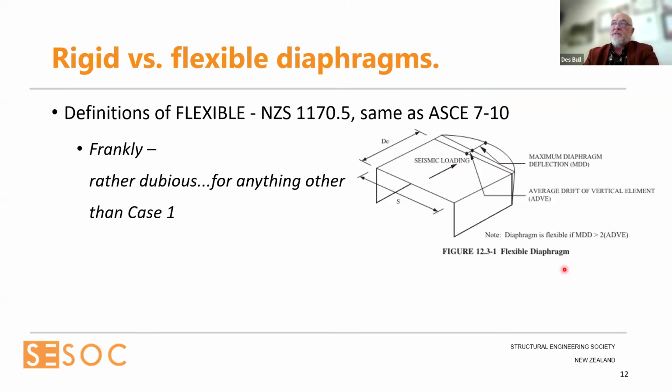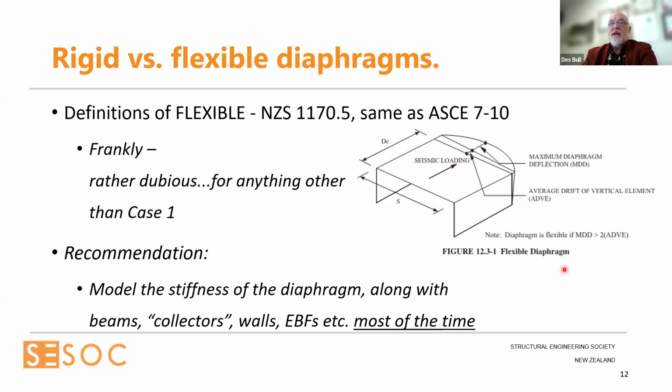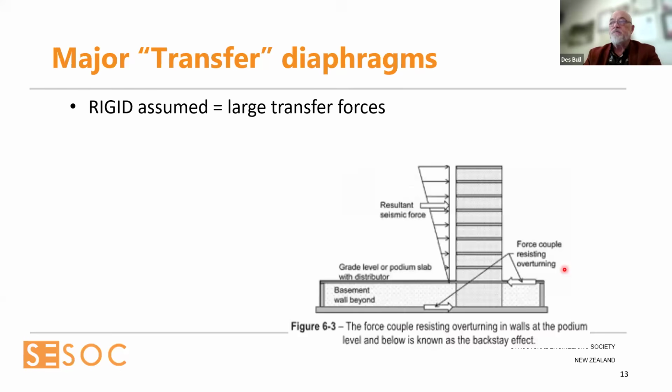There is guidance on what a flexible diaphragm is in the standard, but personally I think it's rather dubious and really only applies to that case one. Recommendation is that you model the stiffness of your diaphragm along with your beams, collectors, walls, EBFs most of the time. That's model the stiffness of the diaphragm to get a more realistic distribution of forces in the system.